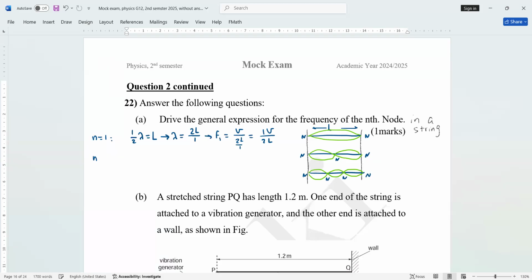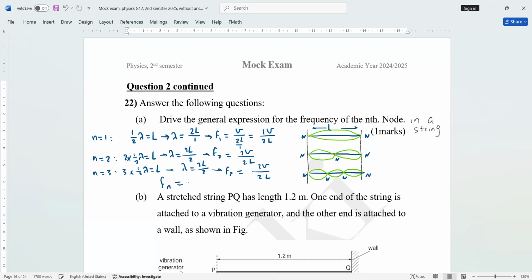Now, when n equals 2, 2 loops: 2 times half lambda equals L, then lambda equals 2L over 2. Then F2 is 2V over 2L. When n equals 3, 3 times half lambda equals L, then lambda equals 2L over 3. Then F3 equals 3V over 2L. Then generally, Fn equals nV over 2L. This is the derivation.